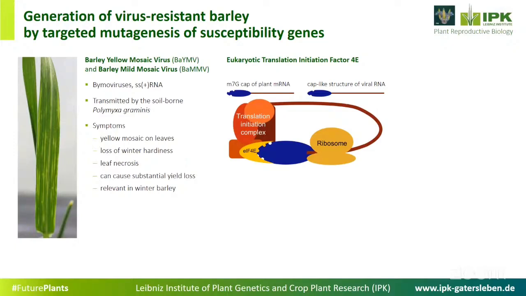And the resistance is based on small modifications in this eIF4E gene. It's the interaction point with the messenger RNAs. And in some mutations, the system is still capable of processing messenger RNAs, but no longer viral RNAs, because they have small differences. And if the viral RNA cannot be processed, the virus cannot spread, and the infection is actually resolved.